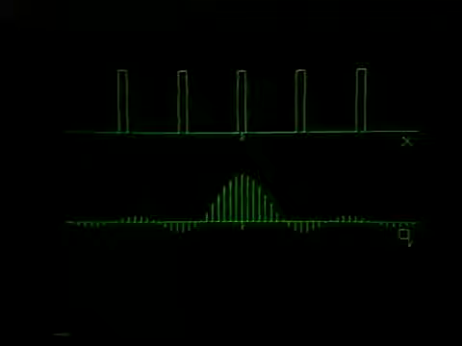Let's go one step further. Now there are only 3 pulses in X space at the top, and the harmonics are pretty close together now in Q space. One more step.